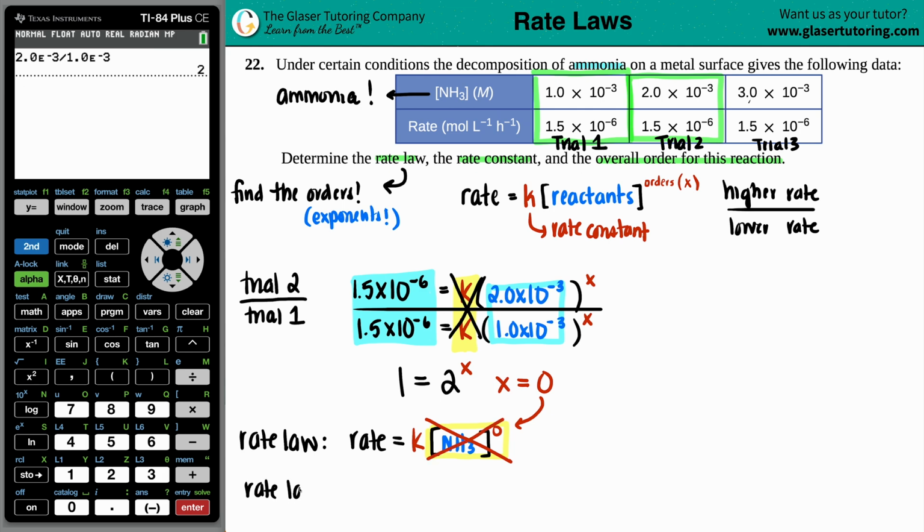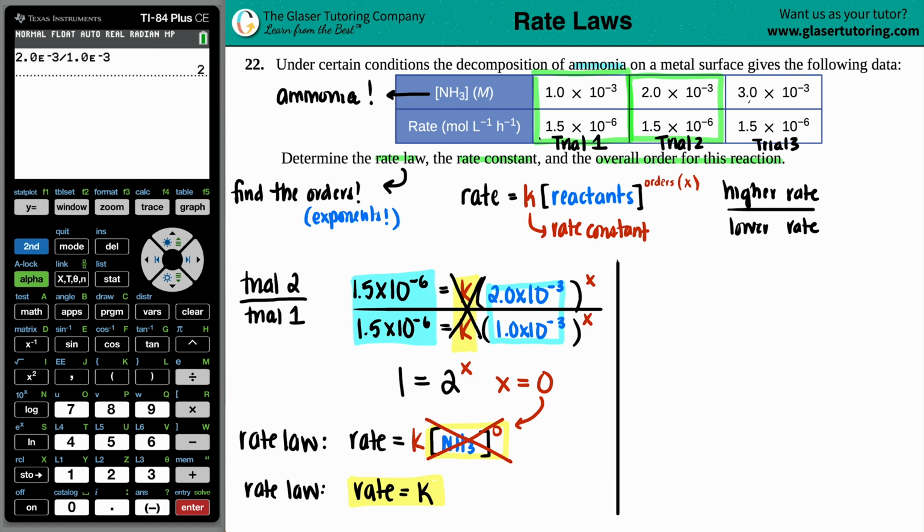The rate law is just rate equals k. And for this one, that's totally a-okay, because sometimes that can happen. So for this, the rate law is just rate equals k. That's it. Now, we're going to use this information to solve for the next piece of the puzzle.